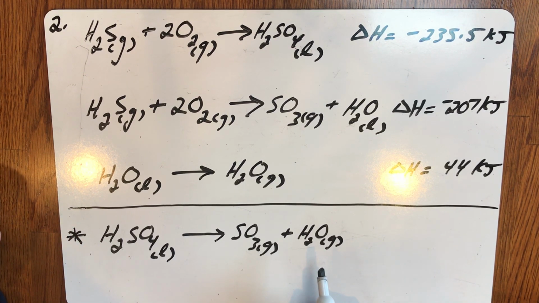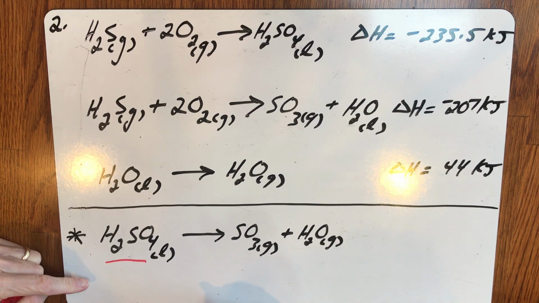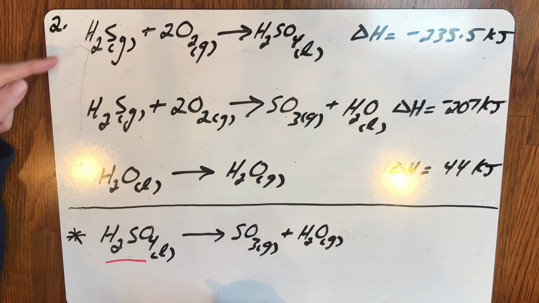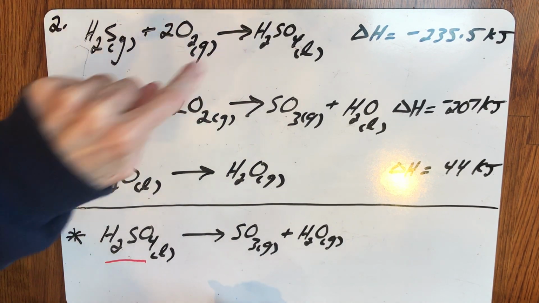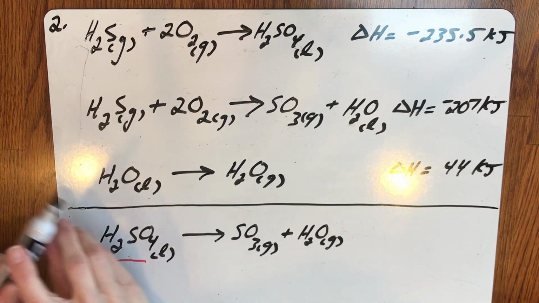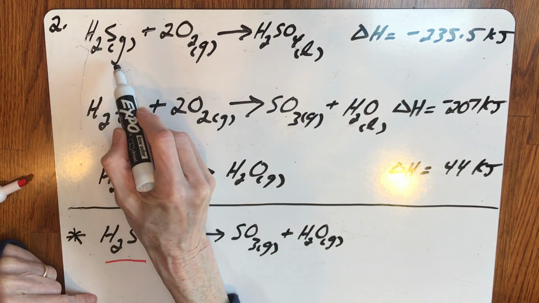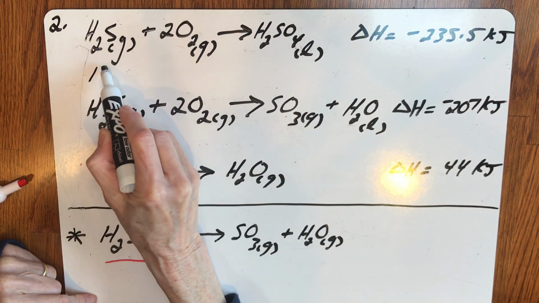So the first thing I do is I will look for a product or a reactant that's significant. So in this case, my reactant H2SO4 is really a main component here. So when I look at my list of equations, I see H2SO4 is on the product side in the first equation. So the first thing that I would do is flip that equation around, and I would make that equation look like this.